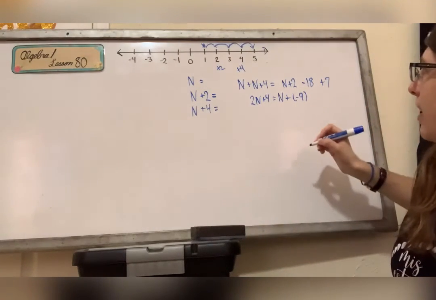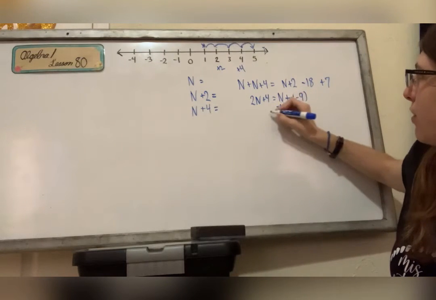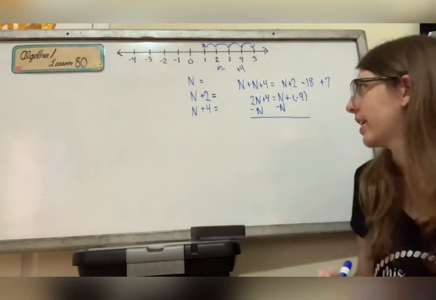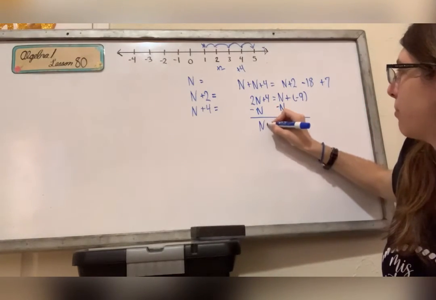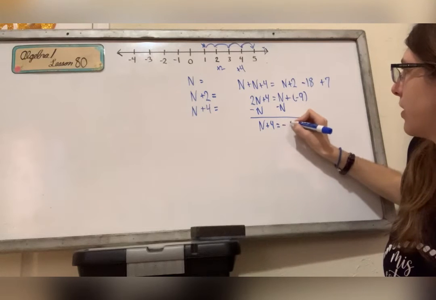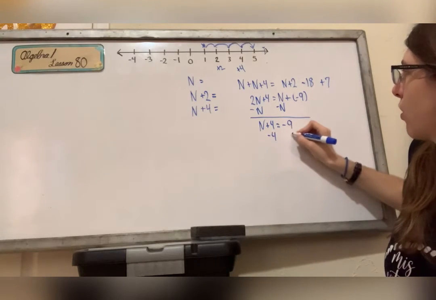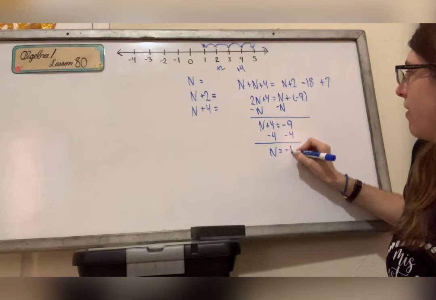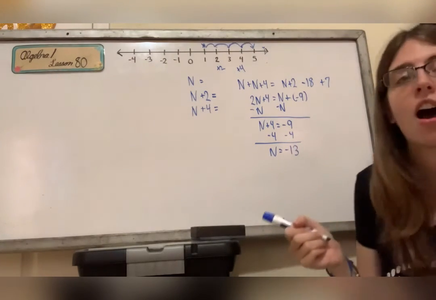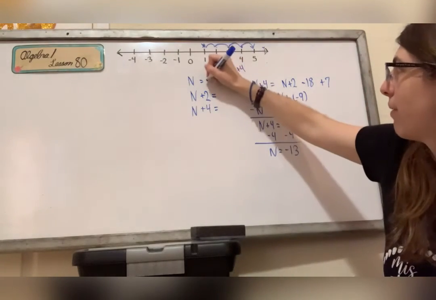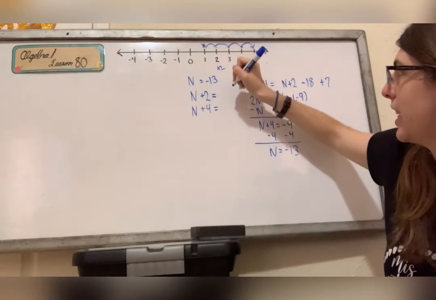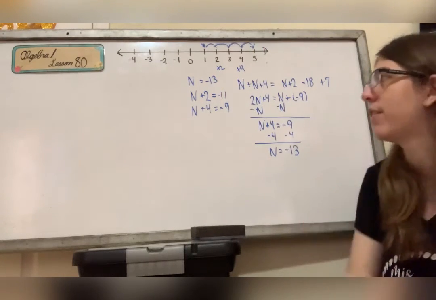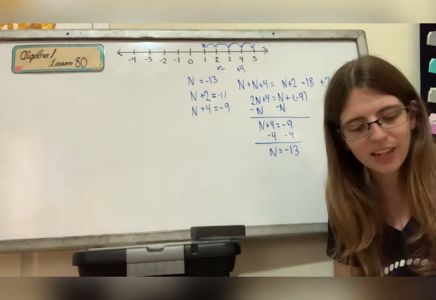Now I'm going to get rid of this n. I'm going to subtract it from both sides. I'm just going to do one at a time to show you what that looks like. So I have n plus 4 equals negative 9. Subtract 4 from both sides and I have n equals negative 13. So it's an odd number, just like I know I'm looking for. So n equals negative 13. n plus 2 is negative 11, and n plus 4 is negative 9.